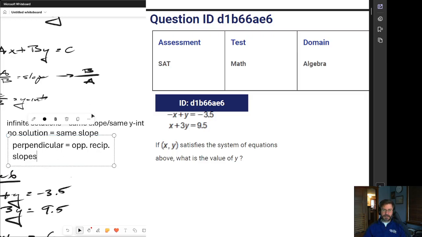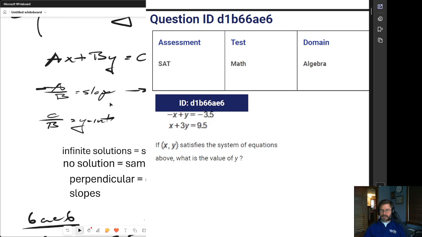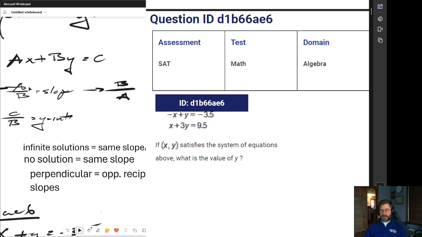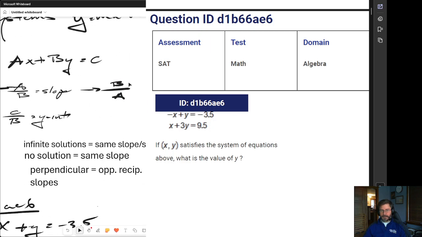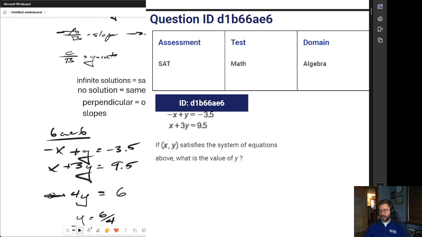Perpendicular means opposite reciprocal slopes, which is what this line here is demonstrating. So negative a over b is the original slope. The perpendicular slope is b over a. You flip the numbers over and change it from a negative to a positive or a positive to a negative.